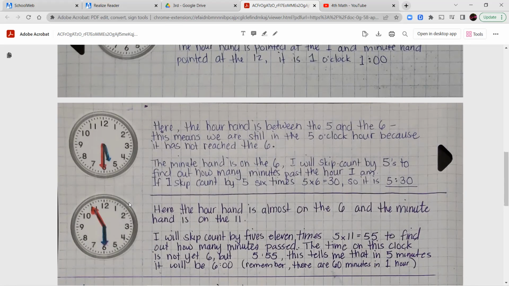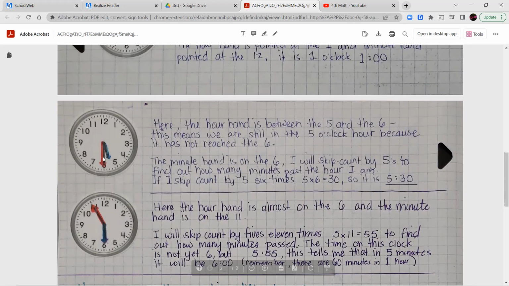Let's take a look at 2 other clocks and figure out the time there. Here, we can see that the hour hand is between the 5 and the 6. So it's past the 5, but it has not reached the 6 yet. So we're still in the 5 o'clock hour. When the minute hand is on the 6, remember, we're skip counting by groups of 5. So 5 times 6 is going to be 30. So the time on this clock is 5:30.